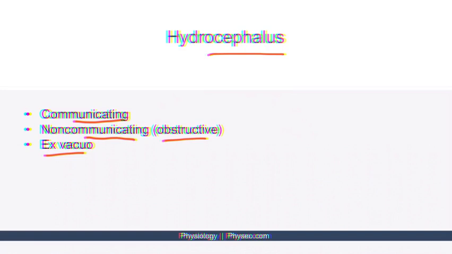Communicating hydrocephalus is pretty straightforward. Communicating refers to the idea that the ventricular system isn't directly obstructed. Rather, the arachnoid granulations are obstructed. In this sense, the ventricles are able to communicate with one another, hence the name communicating hydrocephalus. This type of obstruction results in dilated ventricles and increased intracranial pressure.